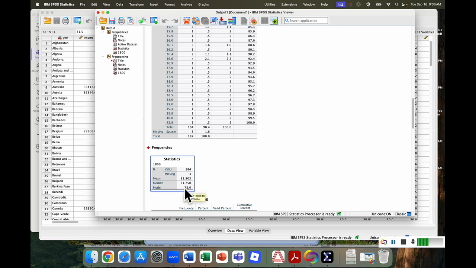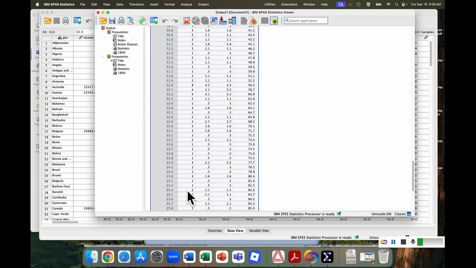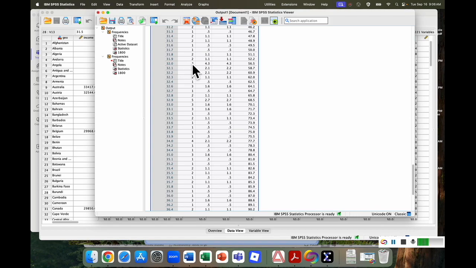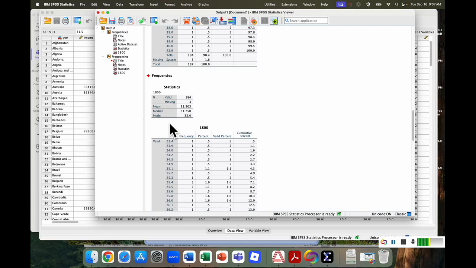Now, the mode is not a very useful metric when we're looking at continuous data like that, because these are such small increments that it just happens that 8 countries landed on 32. There's not really a meaningful difference in terms of frequency responses from 31.9 and 32.1. But should you have categorical data where the mode is useful to find, this is how to find it.